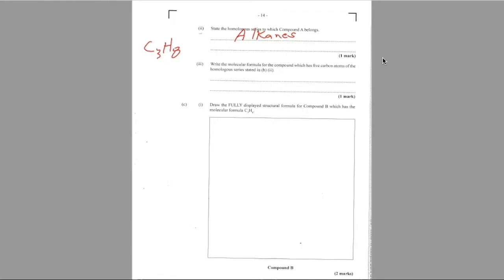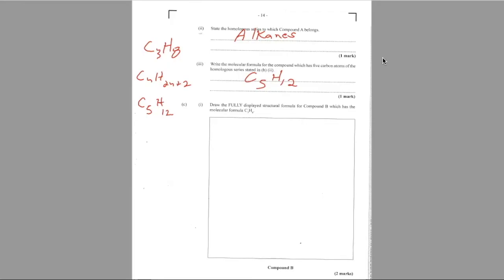So for the one with 5 carbon atoms, we will use the general formula CnH2n plus 2, and that will give us the molecular formula. So if I want 5 carbons, we're going to put 5 where n is. So that would give us C5, then 2 times 5 is 10, plus 2, 12. So that would be C5H12.